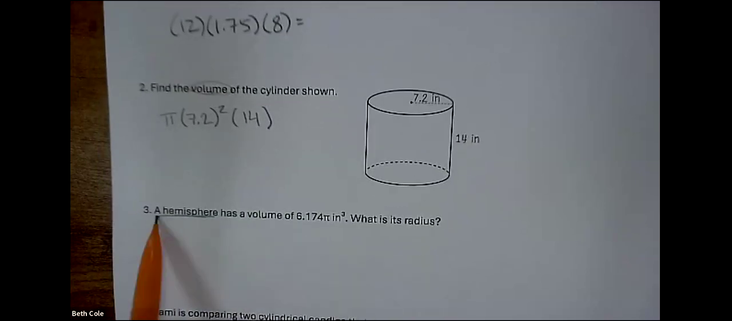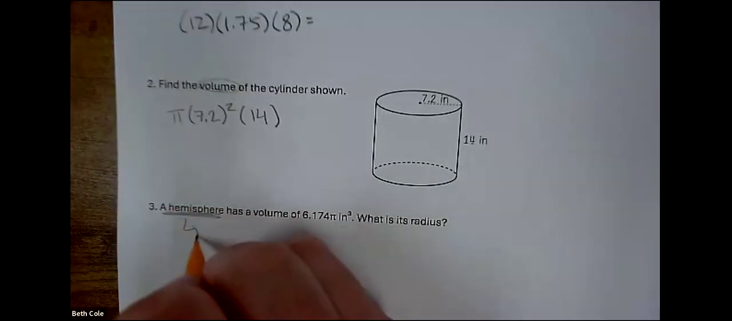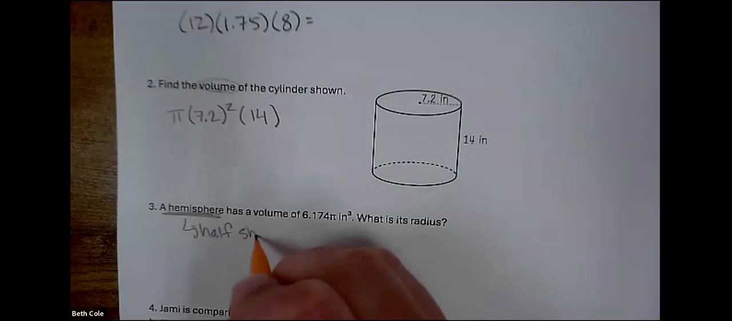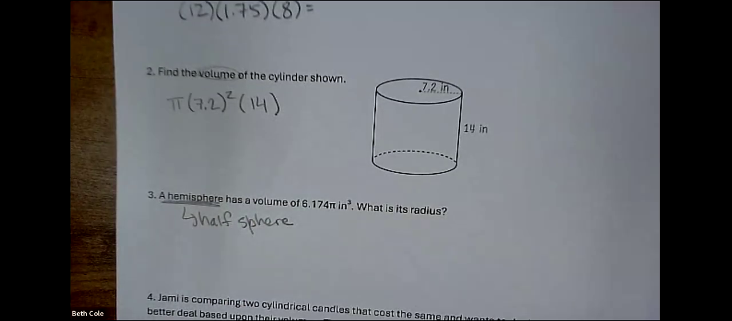Now this says hemisphere. A sphere is a globe, it's round, like a soccer ball or like a basketball. A hemisphere is half of a sphere. So hemisphere is half of a sphere.